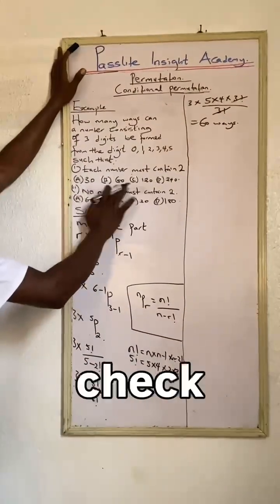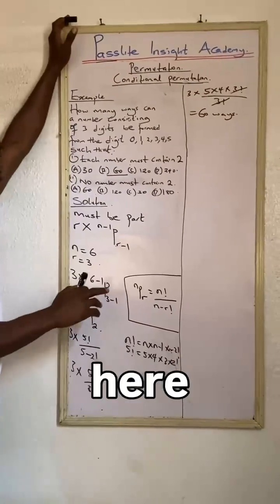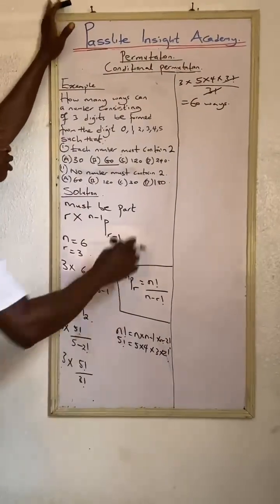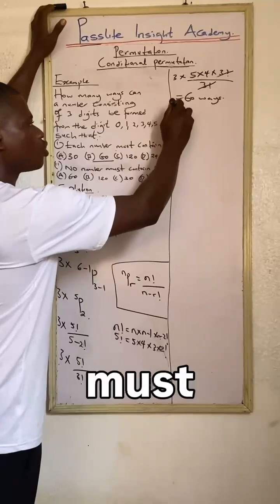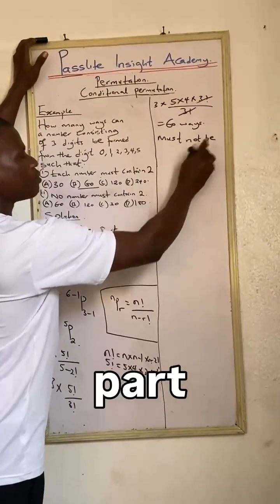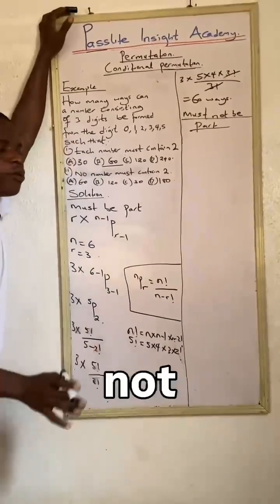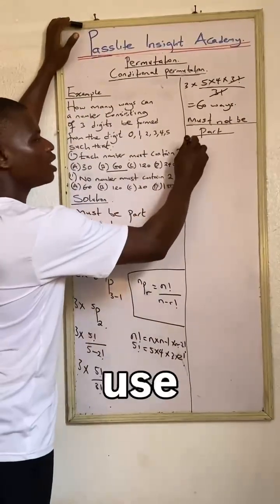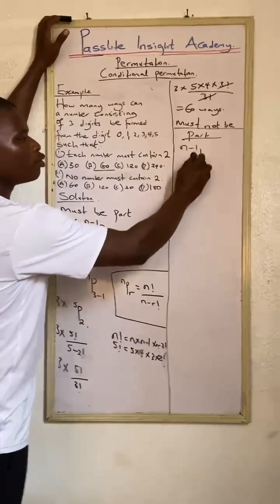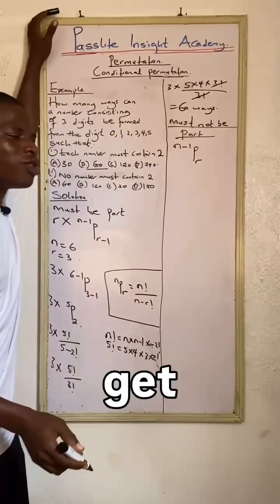Just check the option. That is option B. Not to waste our time, there is another question there: no number must contain 2. Just quickly solve that. The formula used is for "must not contain", that it must not be part. The first one said must be part; the second one says must not be part. So the formula here is that we use n minus 1. When you know the formula, within 2 seconds you are done and get the answer.